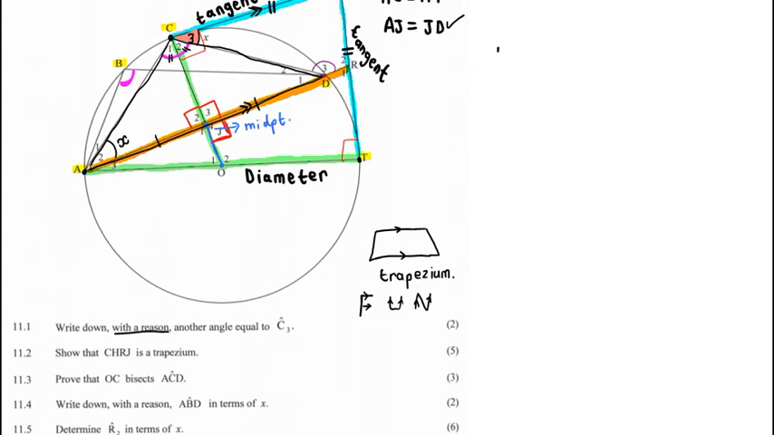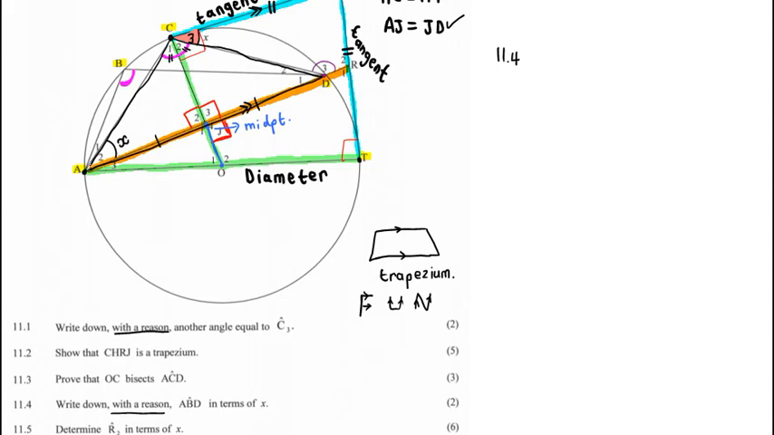Question 11.4 says write down with a reason. Okay, sorry about that. So we want a reason as well with this. Why, or write down with a reason A, B, D in terms of X, right?